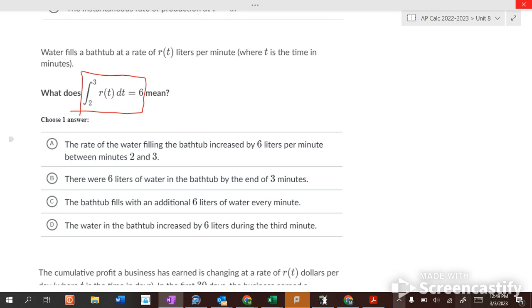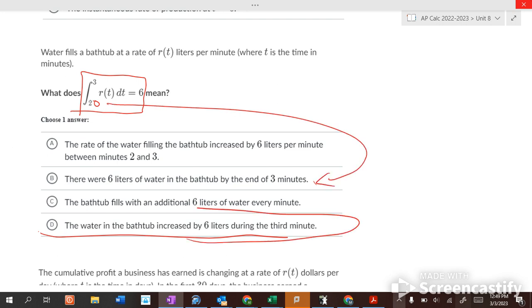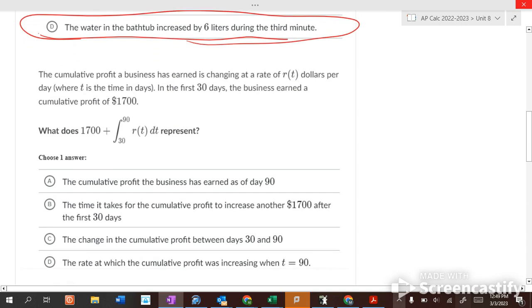So there's not a total at the end of 3 minutes. That would be 0 to 3. If it was 0 to 3, then that would be the total. But this is what happened during the third minute. So it's just being able to read integrals and decipher what is going on there.